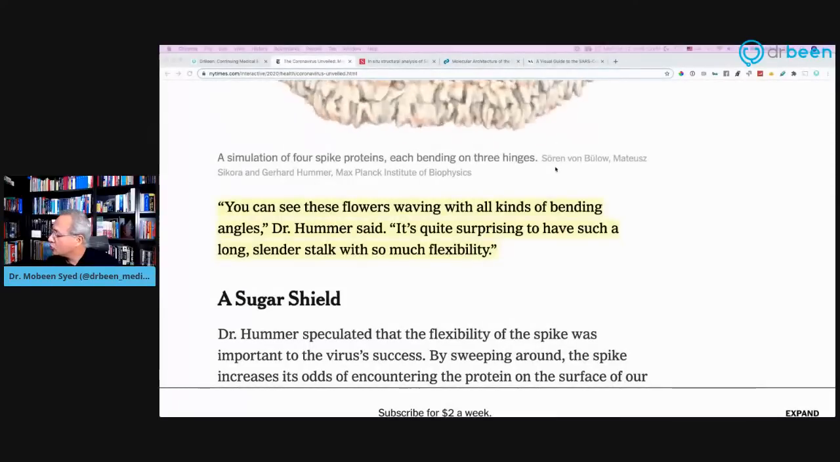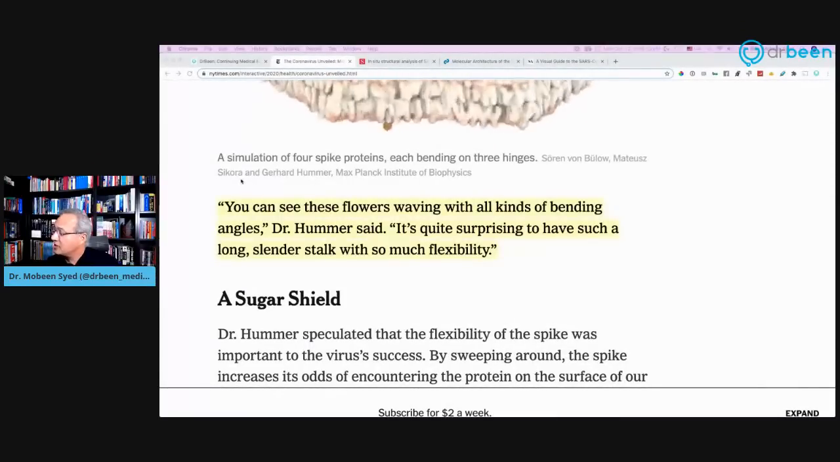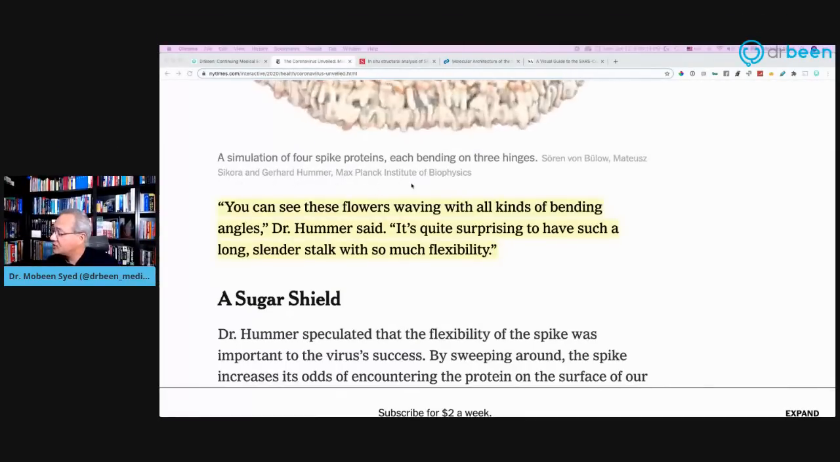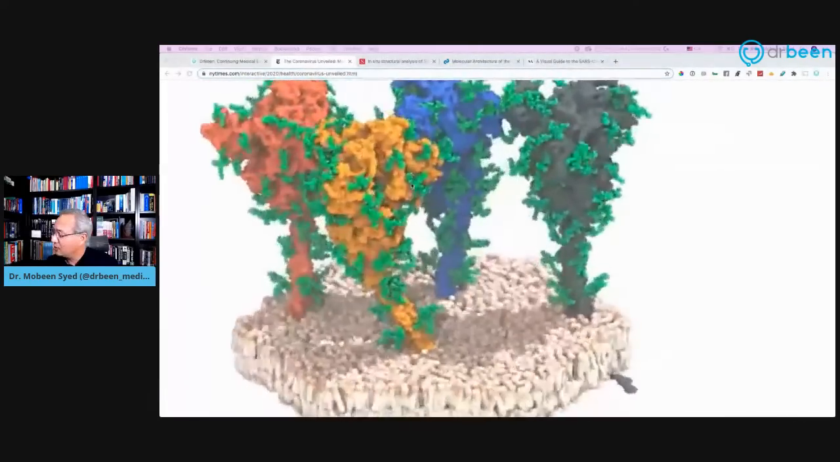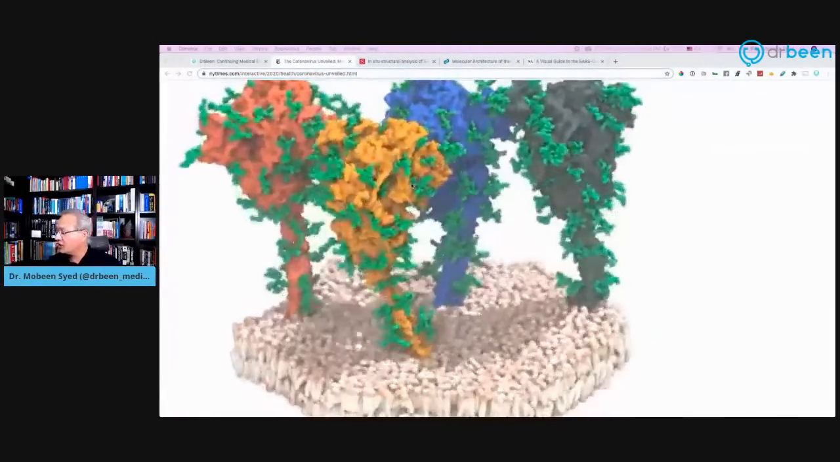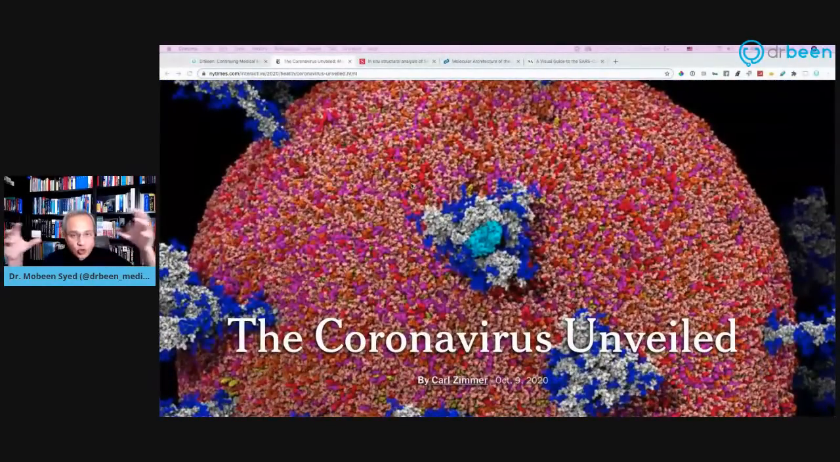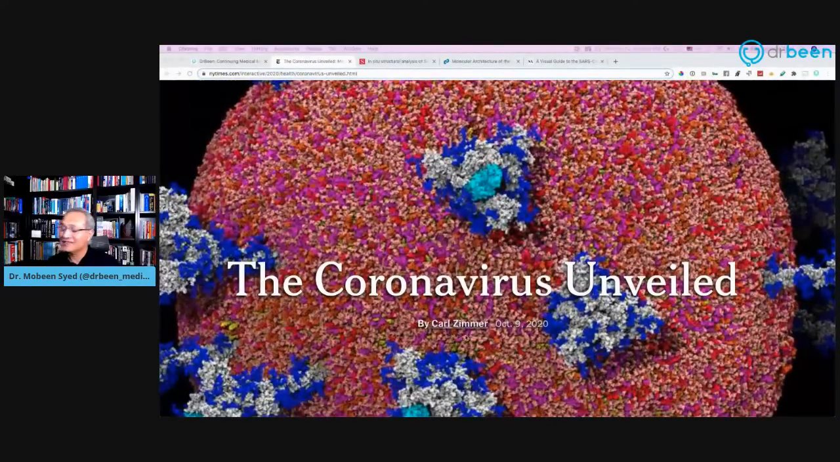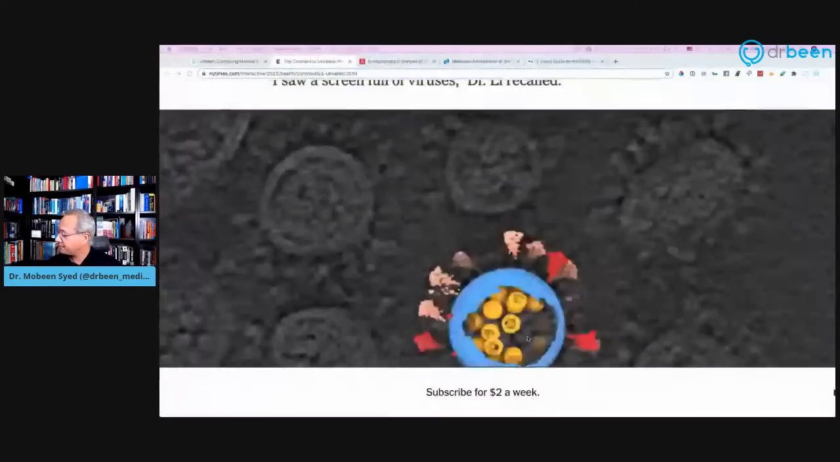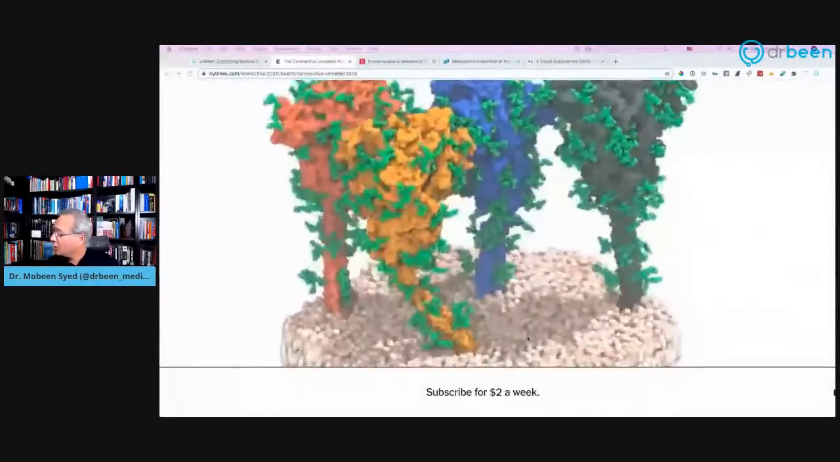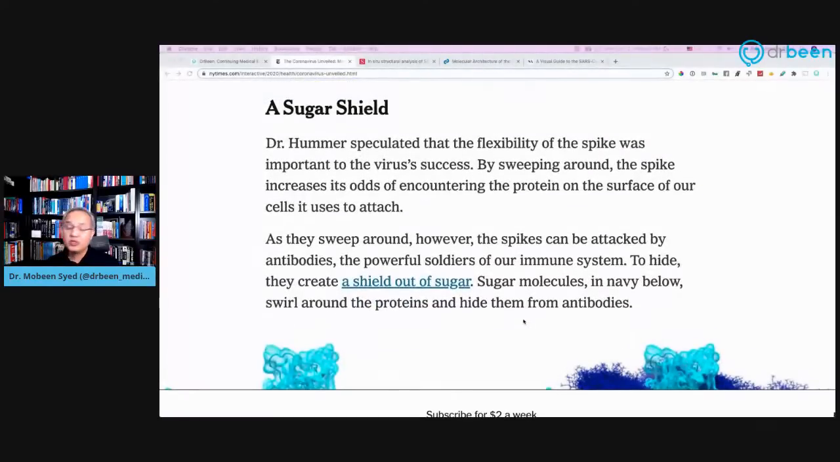And so if you see here, Soren von Bülow, Matheus Sikora, I hope I'm pronouncing them correctly, and Gerhard Hummer, Max Planck Institute of Biophysics. So this is their simulation here. And kudos to the author of this article who has gone over all of these various researches and collected all of that data together that we are utilizing here. So this is by Carl Zimmer, October 9, in the New York Times. So back here, this is the spike protein. Then continuing on, then there is a sugar shield.